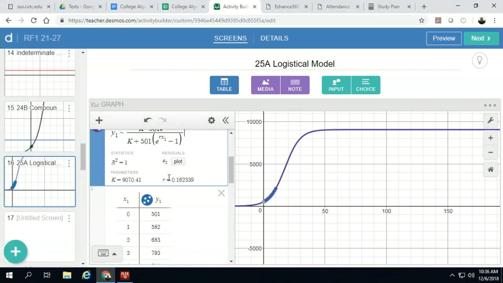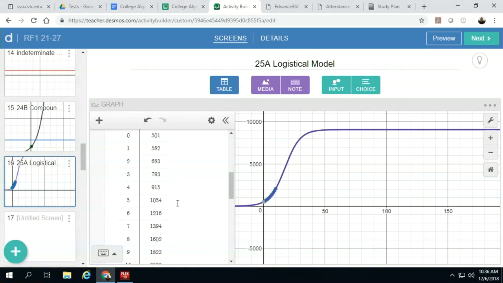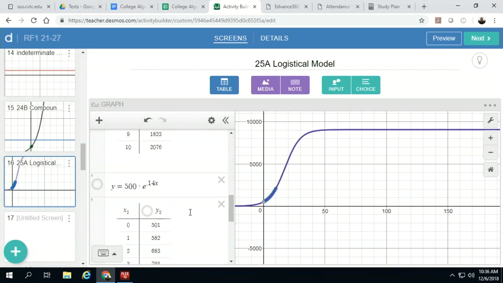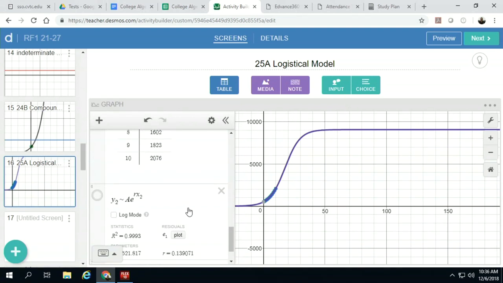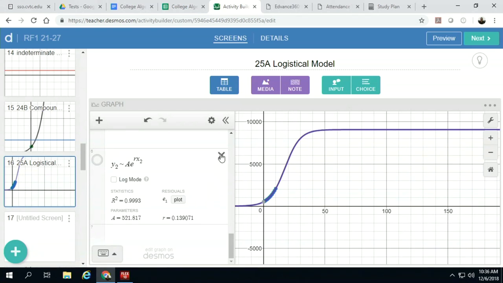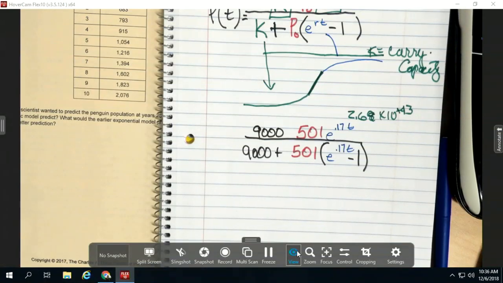So 9,070, but that's if the growth rate is 16%. They want us to have the growth rate be 17%. So it'll be around 7 or 9,000. So we'll put in 9,000 in the numerator and 9,000 plus 501 e to the 0.17t in the denominator.